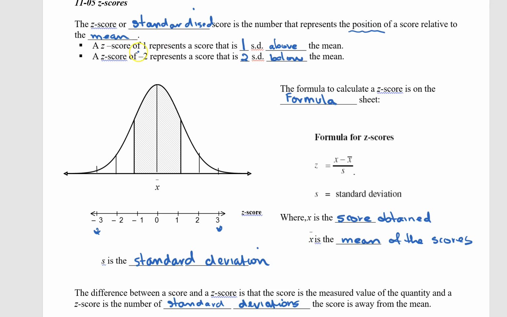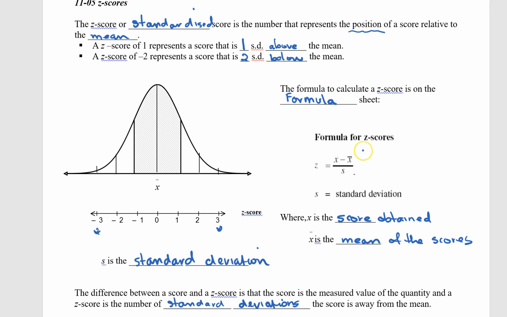So it says here, a score of 1 is 1 standard deviation above. How do we know it's above? Because 1 is a positive number. If they want to tell you that you're below the mean, the Z-score must have a negative on it. So a -2 is 2 standard deviations below the mean. And please don't forget, I've said you could actually have a Z-score of 1.875.